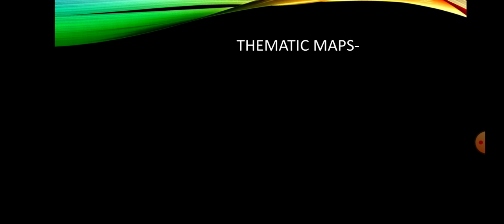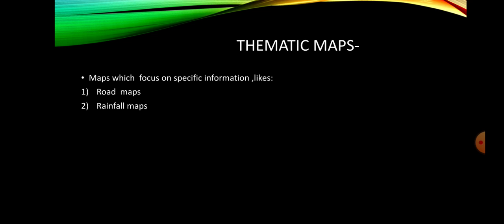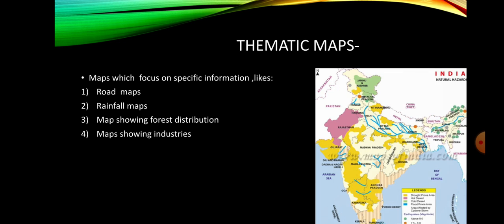Third, we will talk about thematic maps. Thematic maps are the maps which provide specific information, means they give detailed information about roads, buildings, rainfall, forest distribution, and industries shown on the maps. Even we will find information about railways, crops, population, etc. on thematic maps.